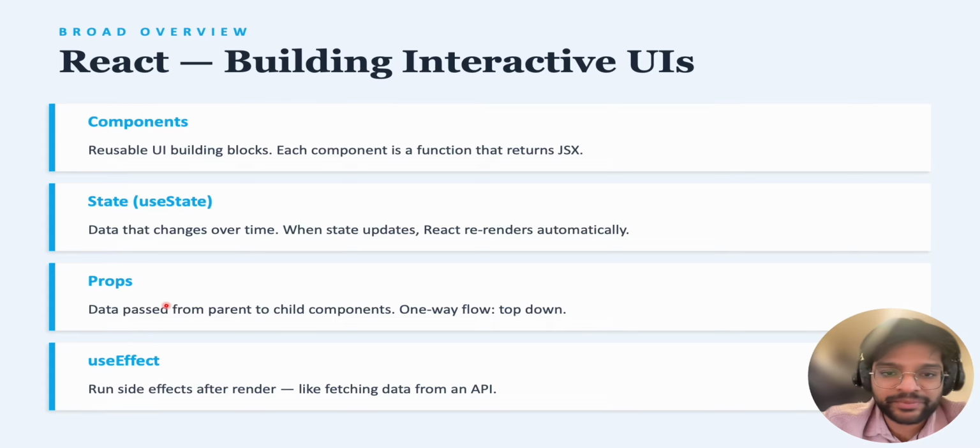Props is short form for properties. Props is how we pass the data from a parent component to a child component, and it's just a one-way flow, which is from top to down.